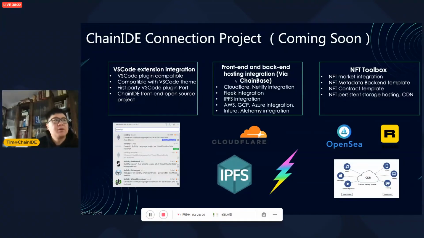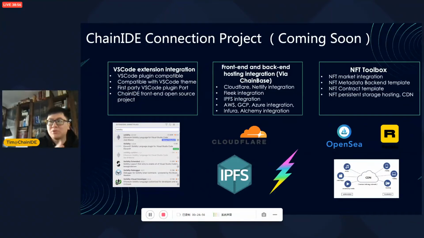And also front-end and back-end hosting integration via Chainbase. We are connecting ChainIDE with another product we are developing, which is Chainbase. Currently Chainbase is only for our internal and our partners' usage, but we are already hosting several apps in Chainbase. Later, once you finish your development in ChainIDE, you can directly deploy it into Chainbase, and then your project is online, it's launched, right? It's just one click.